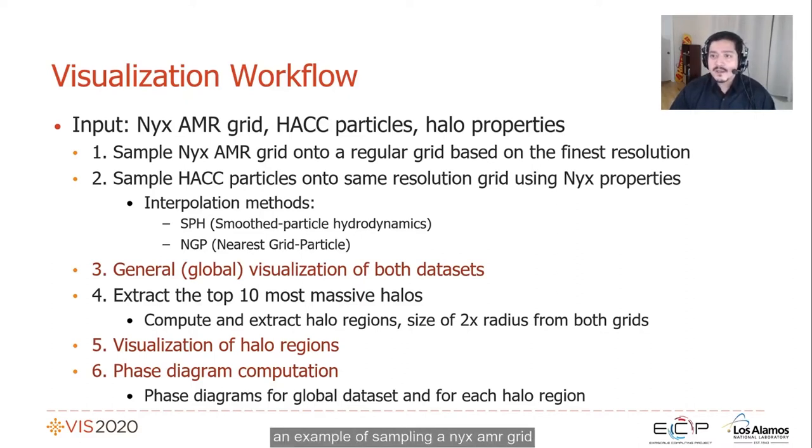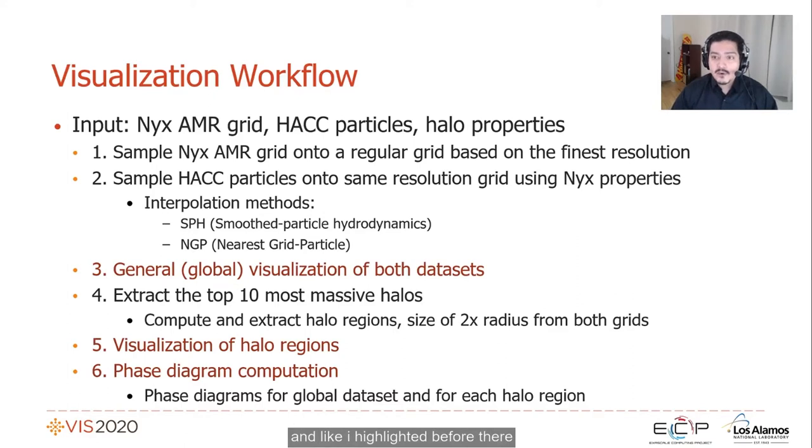An example of sampling a Nyx AMR grid onto a regular grid based on its final resolution: for example, if a Nyx simulation begins at 256 cubed and there are AMR routines as the simulation progresses, the finest grid can evolve further to 512 cubed up to 1024 cubed. So in this example, we sample the original AMR dataset up to 1024 cubed. Therefore, when we sample the HACC particles onto a grid, we sample them onto that same 1024 cubed grid. So we currently have support for two different interpolation methods, SPH and NGP. Currently SPH is used, but we also have the option of using NGP for interpolation.